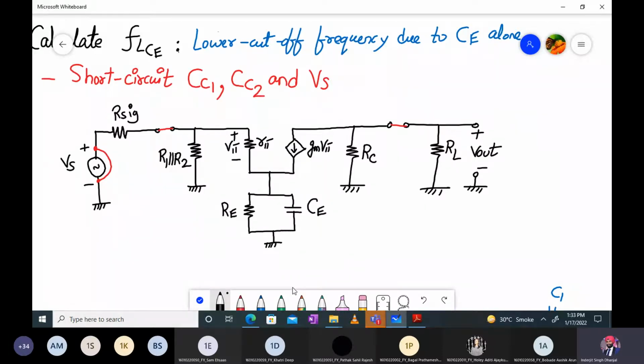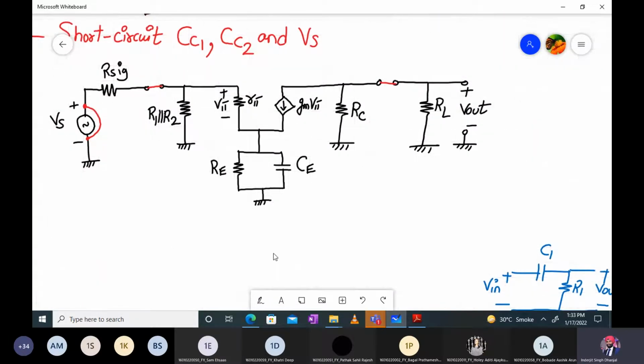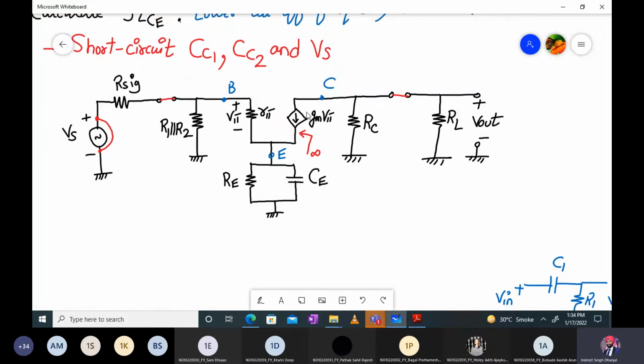Now, how will you proceed further? Again, the same concept will be there, that the impedance seen by the current source will be infinite. So which part will disappear from the circuit, to the left hand side or to the right hand side? This is my base, this is my collector, and this will be my emitter. Which part will disappear from the circuit, the collector side or base side? Can anyone tell me? Obviously the collector side, because the impedance offered by this current source will be infinite.